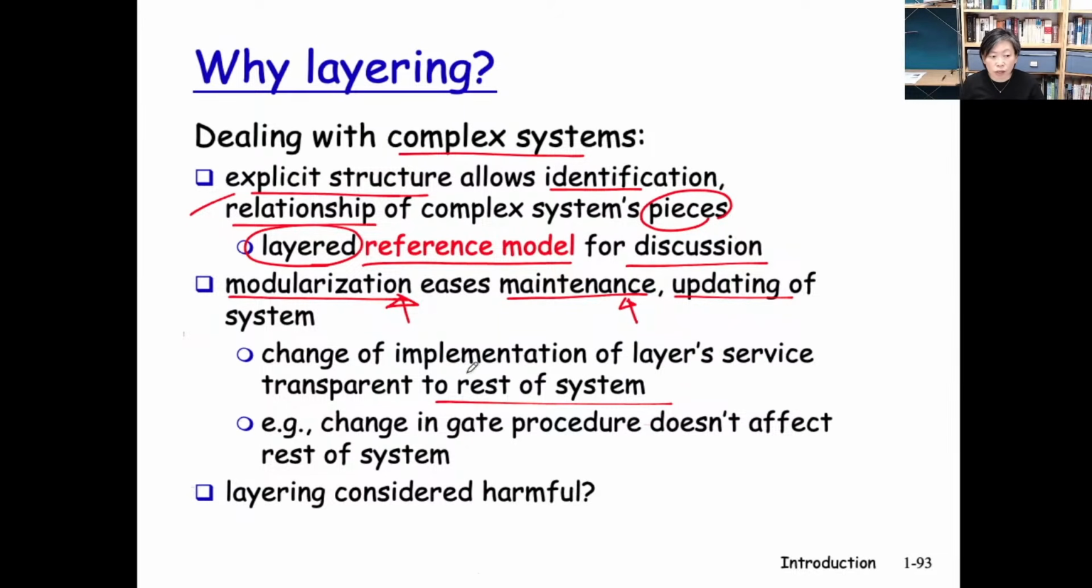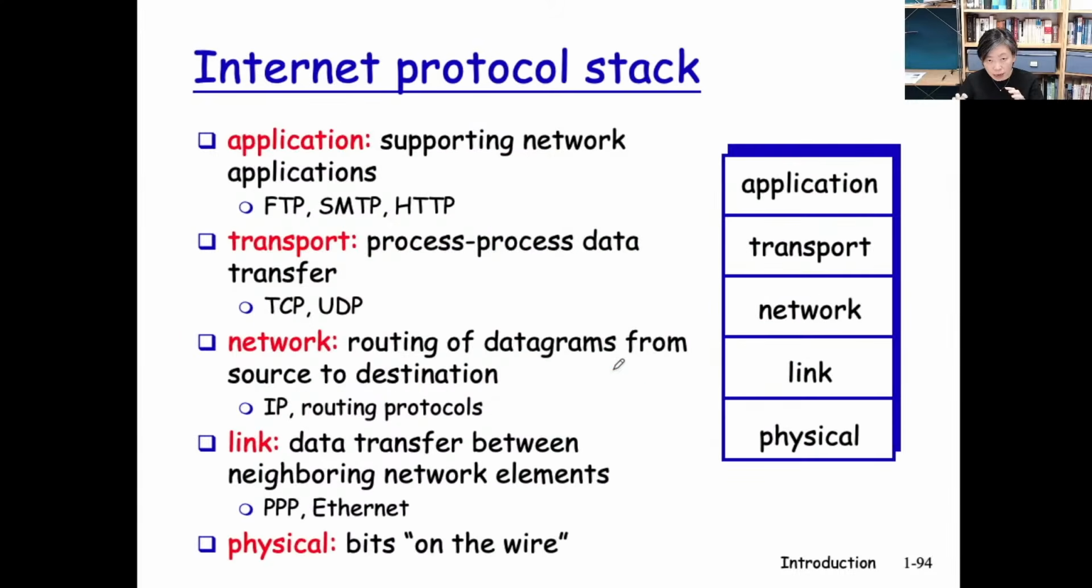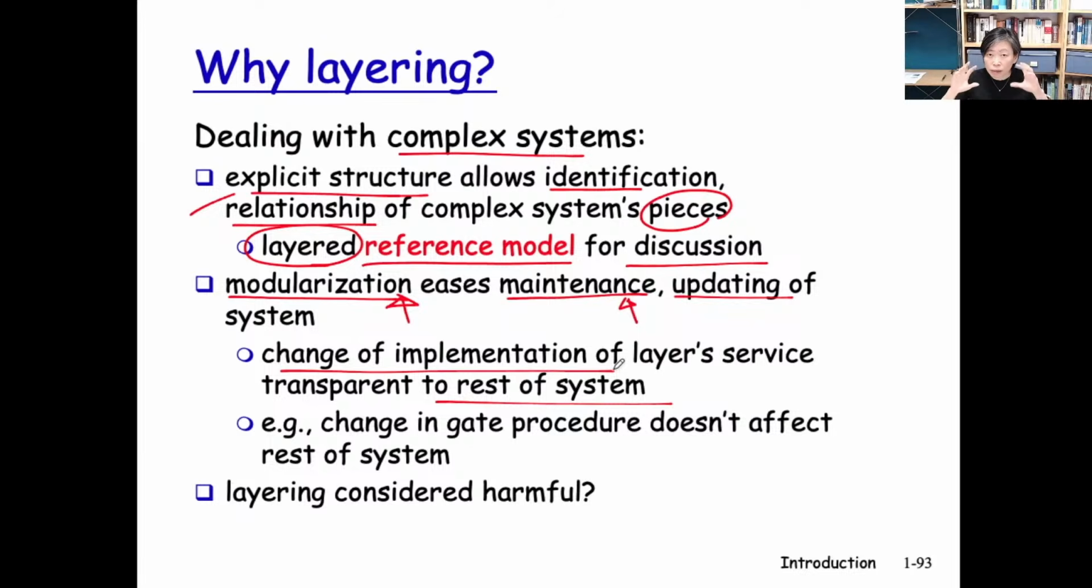So a change in a layered service, a change within a piece, a change within a module, can be transparent to the other modules, because the APIs are already well defined. There's minimum communication required.